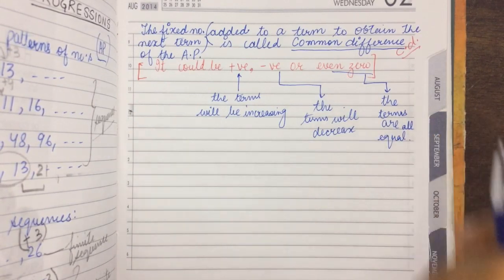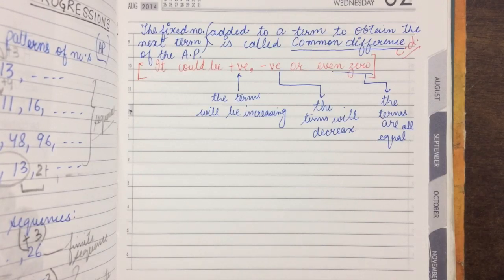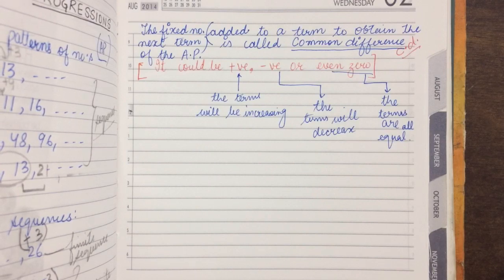So this is a general point of view to keep in mind. If your list is in increasing form, that means we are adding a positive value. If your list is in decreasing form, that means we are adding a negative value or we are subtracting something.